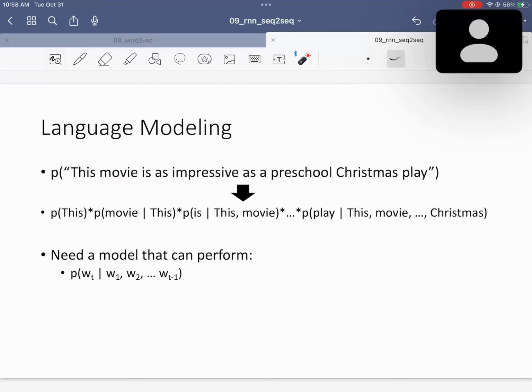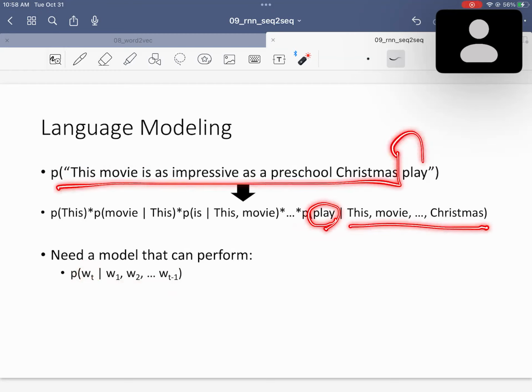So you just factorize it. Once we have factorized it, all we need is to be able to calculate the likelihood of this text, which means having a model that can calculate this. What is the probability of seeing this particular word given all the words before? For example, here, this function needs to calculate the probability of seeing play given all the words before play.